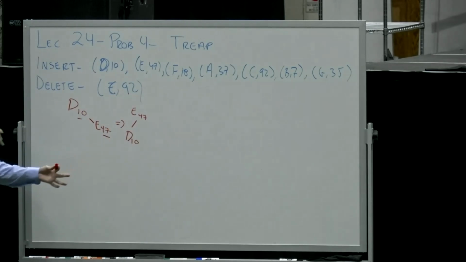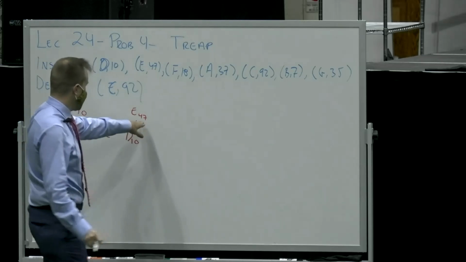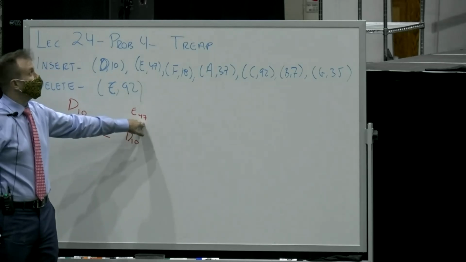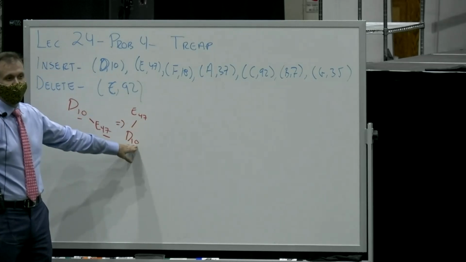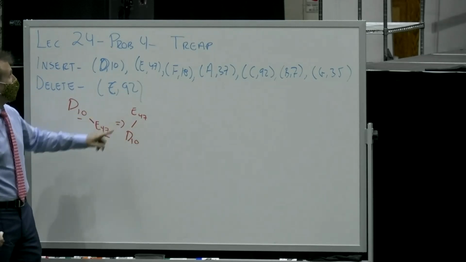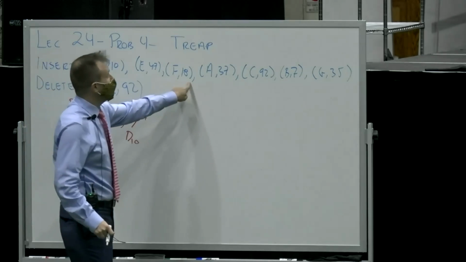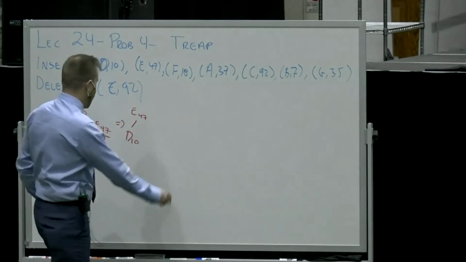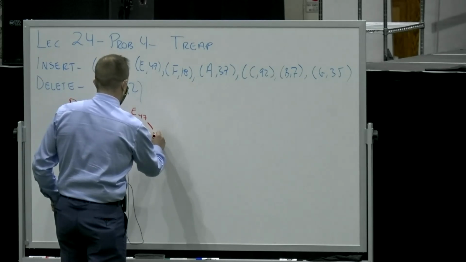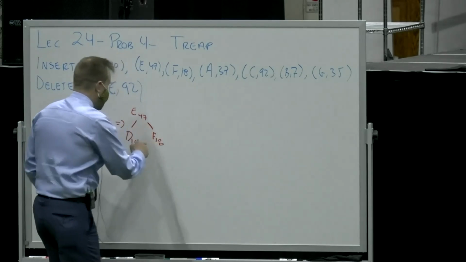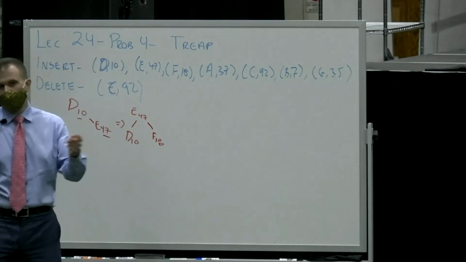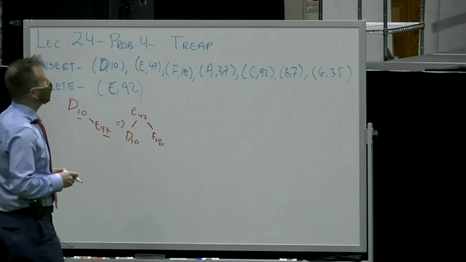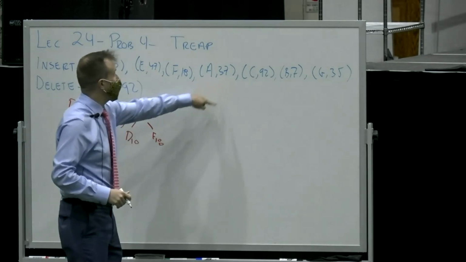We perform that rotation. We have the same ordering, so the binary search is preserved, but now we have the probability higher in the tree because 47 is 4.7 times more likely to be accessed than D. So we want that higher in the tree. Next, we're going to insert F18. So F18 in order is put here, and we see that 18 is less than 47, so we leave it alone. Next, we're going to insert A37.